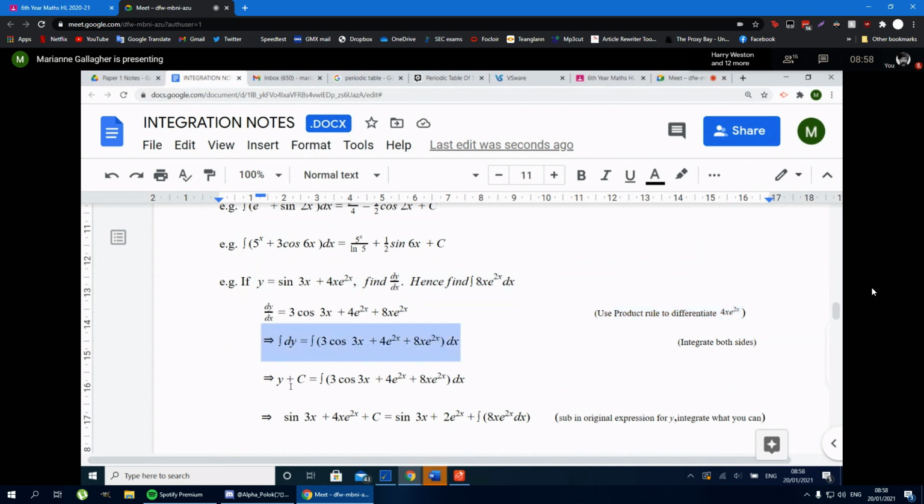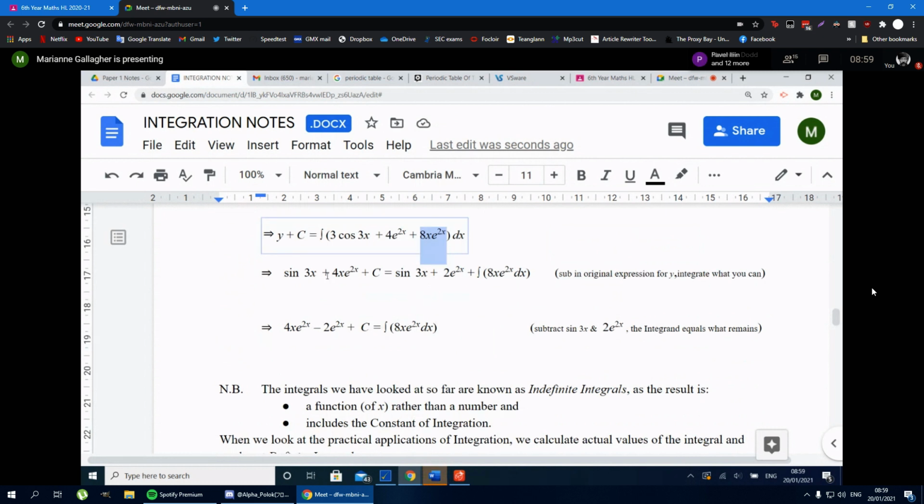When you integrate dy, you get y plus c. When you integrate this, you can integrate this part, you can integrate this part, and this is the one we're looking for. Okay, so we know y because we started off with y up here. We can do this bit, we can do this bit, and then the bit that's left is just going to be y plus c minus the integral of this minus the integral of that. Does that make sense?